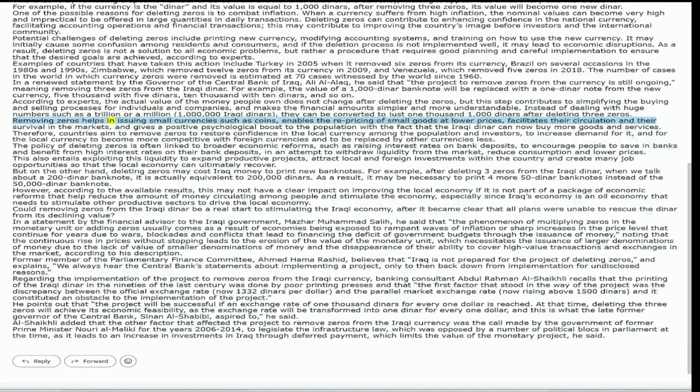Removing zeros helps in issuing small currencies such as coins, enables the repricing of small goods at lower prices, facilitates their circulation and their survival in the markets, and gives a positive psychological boost to the population with the fact that the Iraqi dinar can now buy more goods and services.